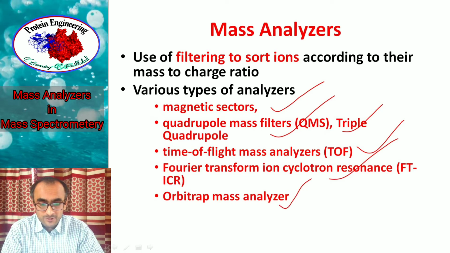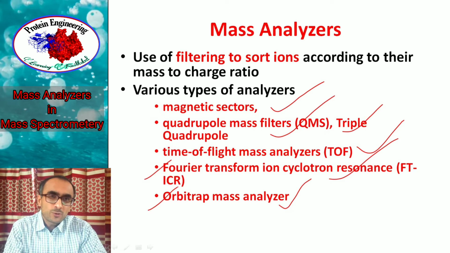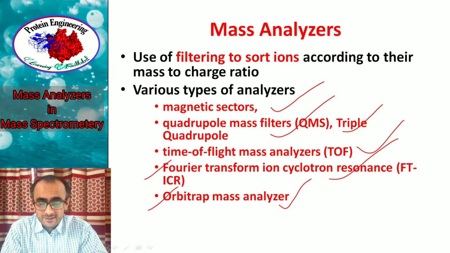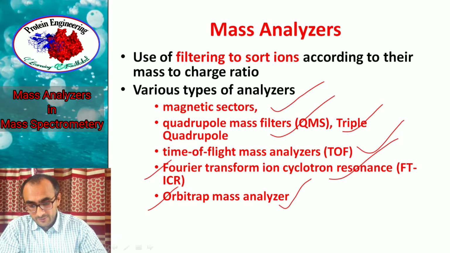In fact, in the case of FTICR and Orbitrap, along with sorting ions on the basis of m/z, they also detect ions. So it's a combined detector and analyzer. Both components are combined in Fourier transform ion cyclotron resonance and Orbitrap mass analyzers.